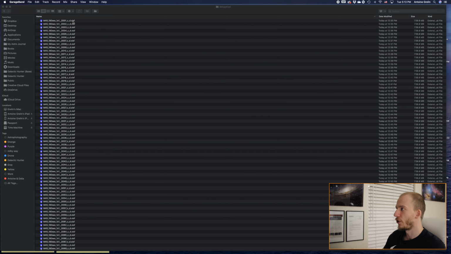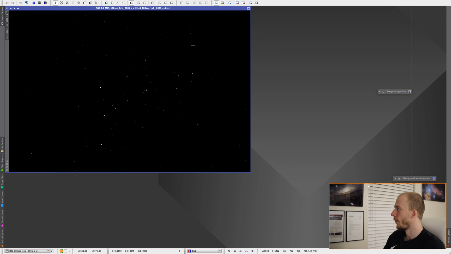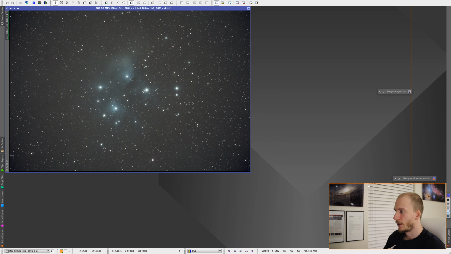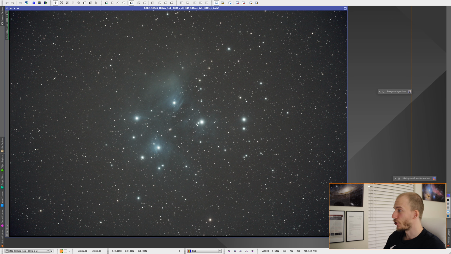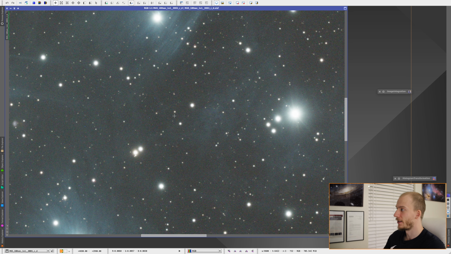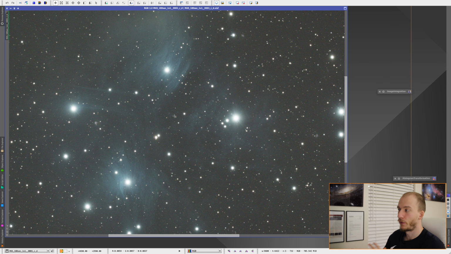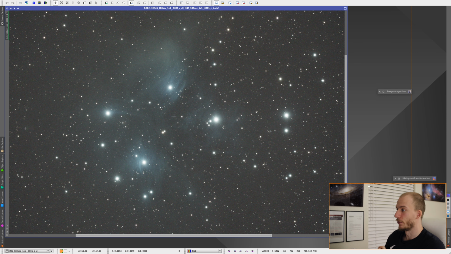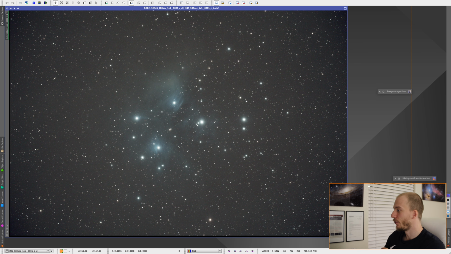I'm going to first take a look at a single shot. Here we have PixInsight open. I'm going to open up the STF and stretch this. So this right here is going to be a single shot. As you can see, just a single shot is already magnificent. This is only 3 minutes of exposure, and it's already really beautiful. It's some really good data. And then we're going to start comparing.